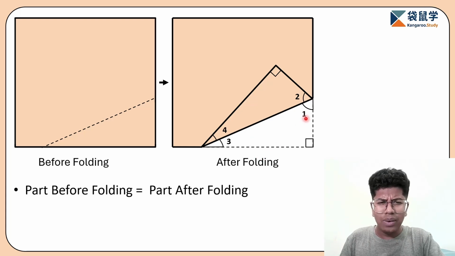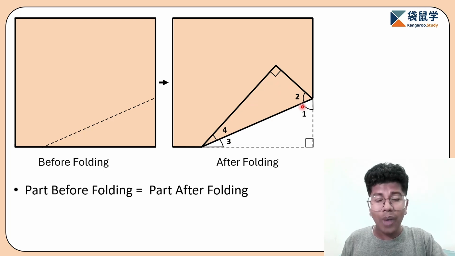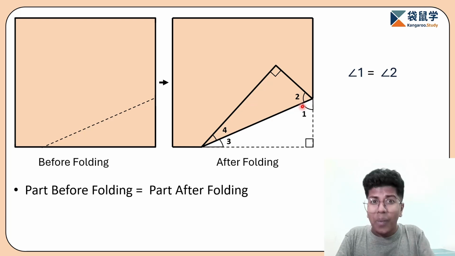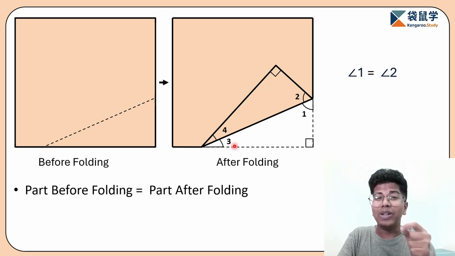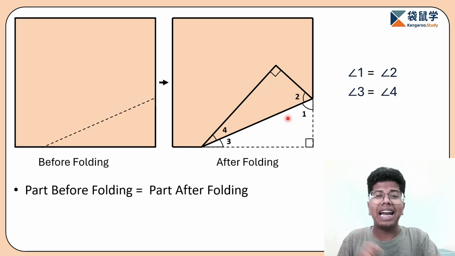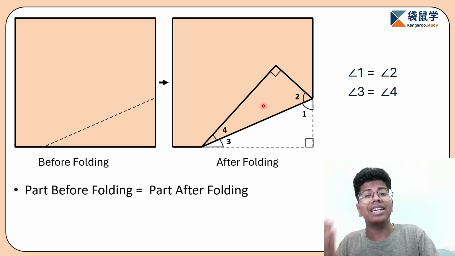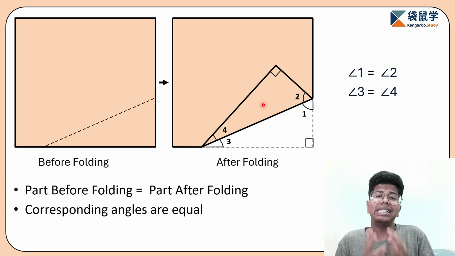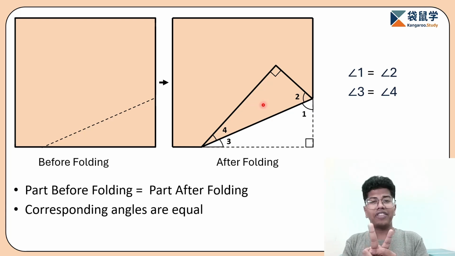Here, this angle 1 is the same part that is folded. So what about angle 2? Oh, it's the same. This means angle 1 is equal to angle 2. Now what about angle 3 and angle 4? If it's the same part, then the angle drawn is also the same. So we can write down angle 3 equals angle 4. So for these two triangles, all the angles present in the folded triangle are equal to the angles in the other triangle after folding. So the corresponding angles are equal. These are the two conclusions we can make after folding.